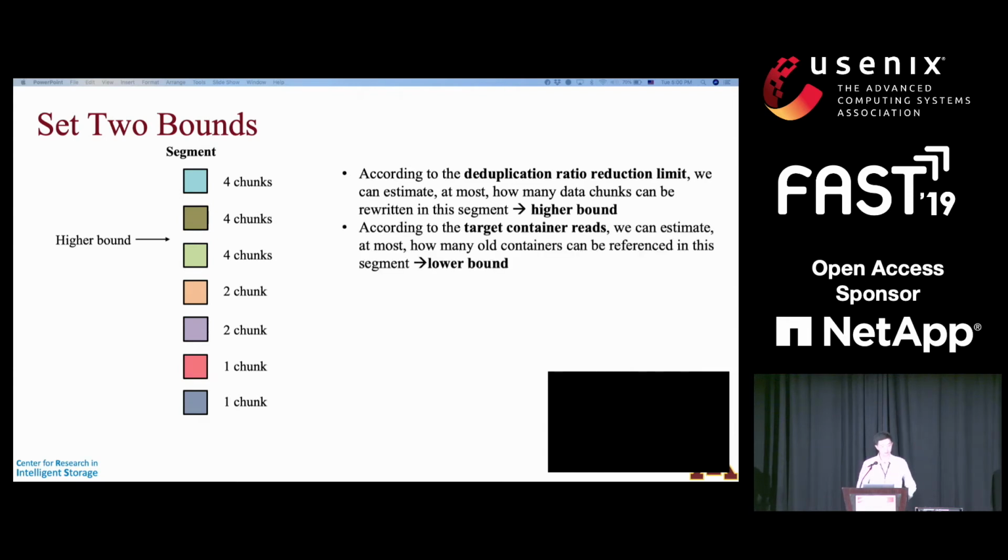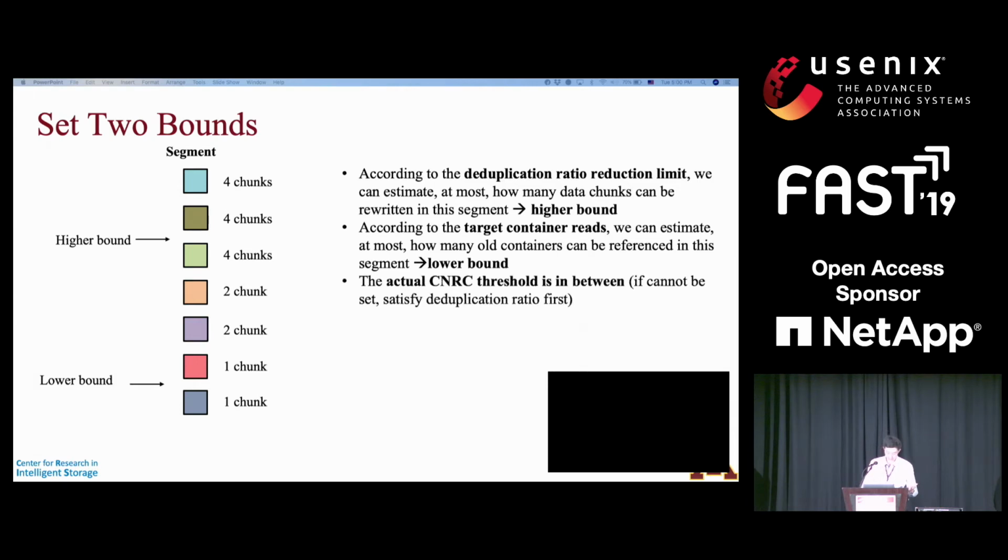Then the user may say, I need to ensure for each segment we read out at most 20 or 30 old containers. Then we have a lower bound on the threshold. So from top to low, that's the number of the container reads that will happen in this segment. So with those two bounds, we can pick the CFCRC threshold between those two bounds.